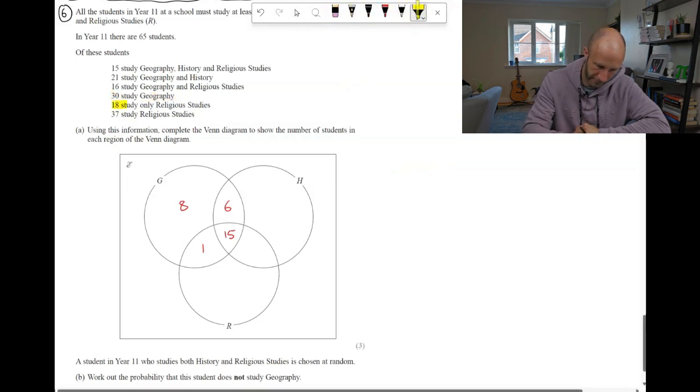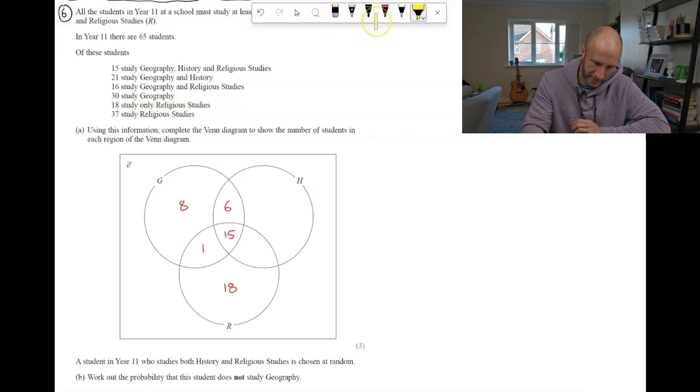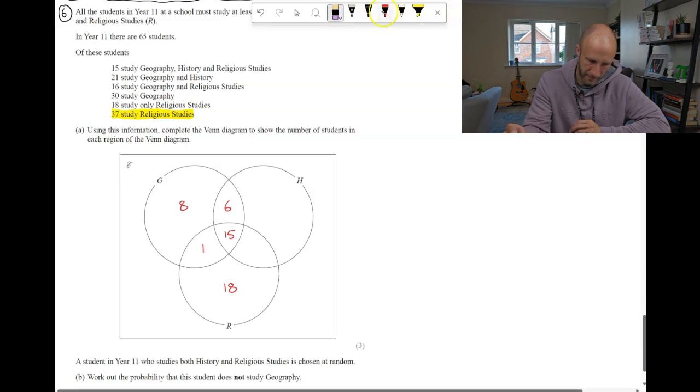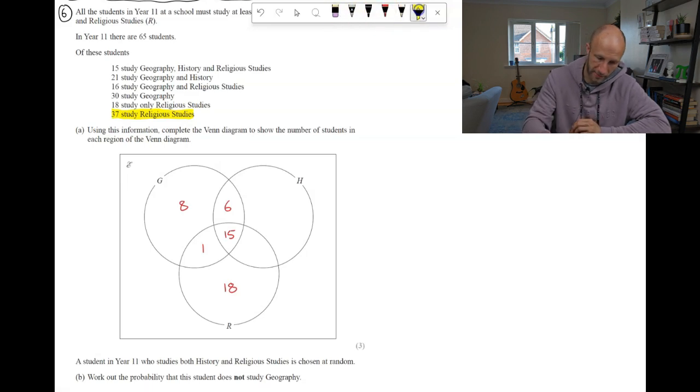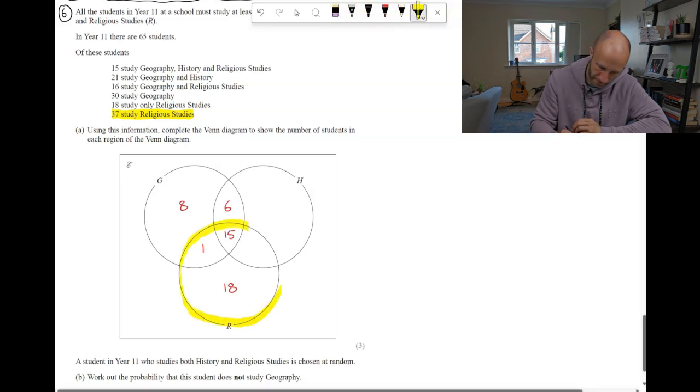And then we use the next bit of information. So 18 study only RS. So this part of the diagram must be 18, because only 18 people do RS and nothing else. But then there are 37 who study RS in total. So the total of RS must equal 37, which means we can find this last little bit here. So if we do 37, take these, and I'll try and get it right this time. So that's 34, so this will be 3 in there.